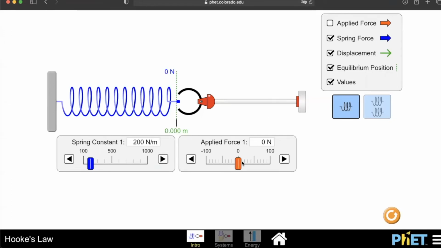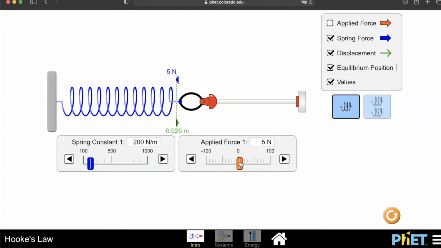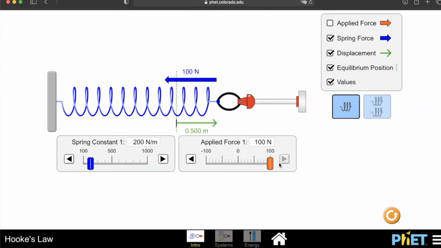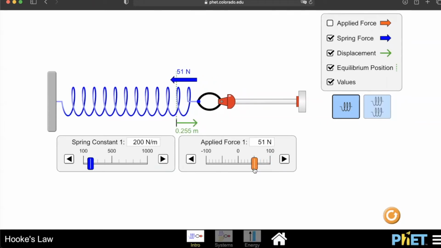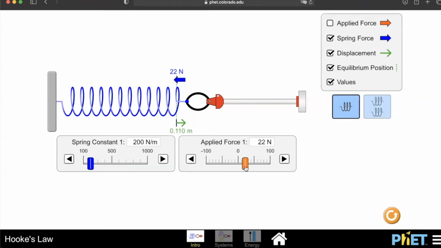And now let's adjust the applied force such that the displacement is a maximum. So you can see that when the displacement is 0.5 meters, the force applied by the spring is 100 newtons. Now let's adjust the applied force such that we halve the displacement. So you can see that when the displacement halves, the spring force also halves. If we halve it again, then the spring force halves again.